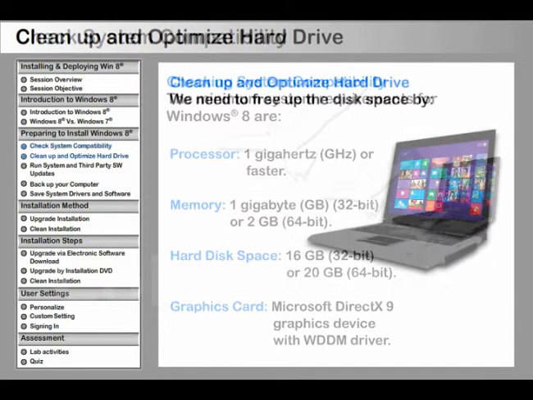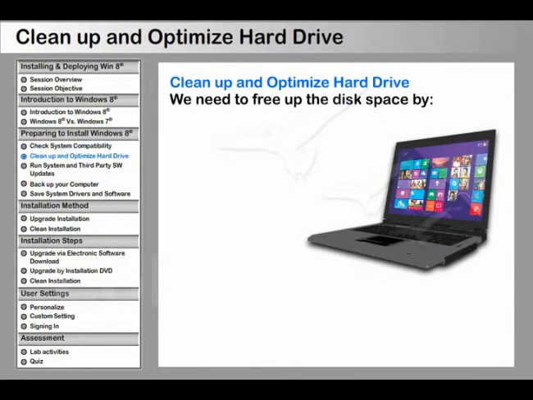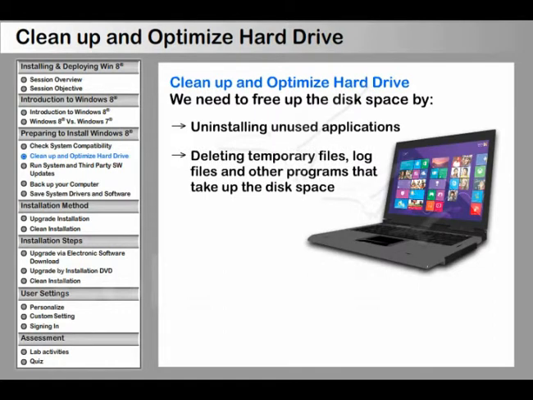The second step is to clean up and optimize the hard drive. We need to free up the disk space by uninstalling unused applications, deleting temporary files, log files, and other programs that take up the disk space. We need to disable the Windows system security as well as any existing antivirus software and perform other maintenance tasks to optimize our computer for smooth functioning. This helps the system to work faster during an upgrade.